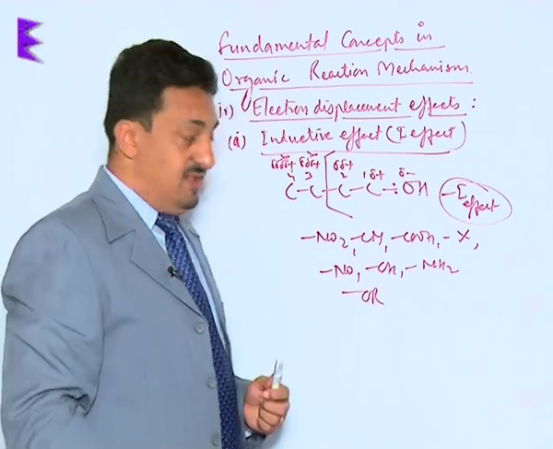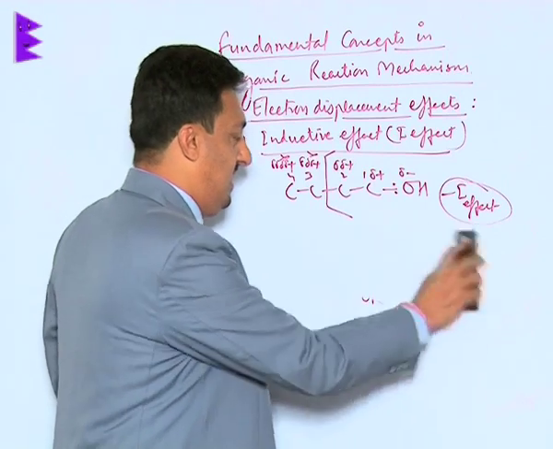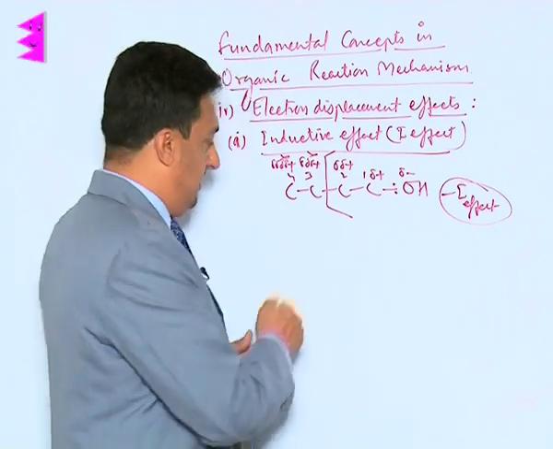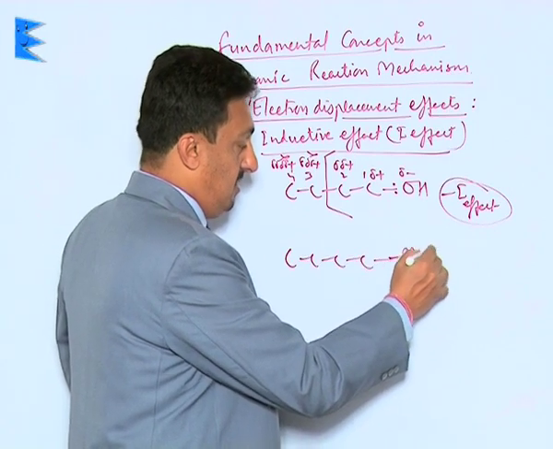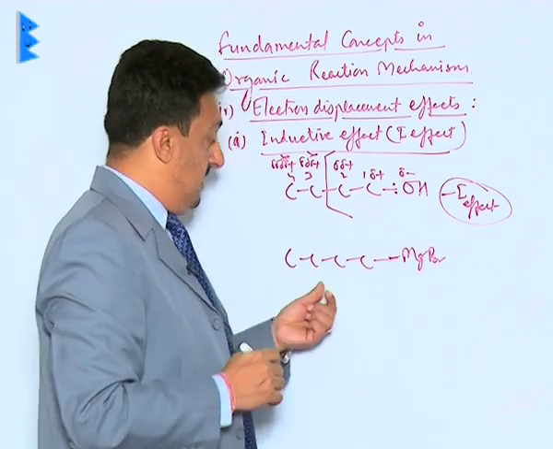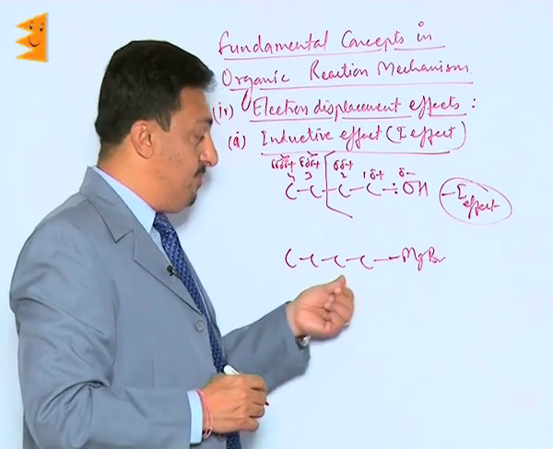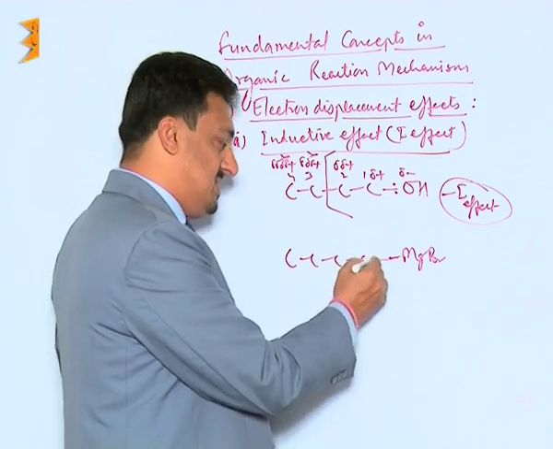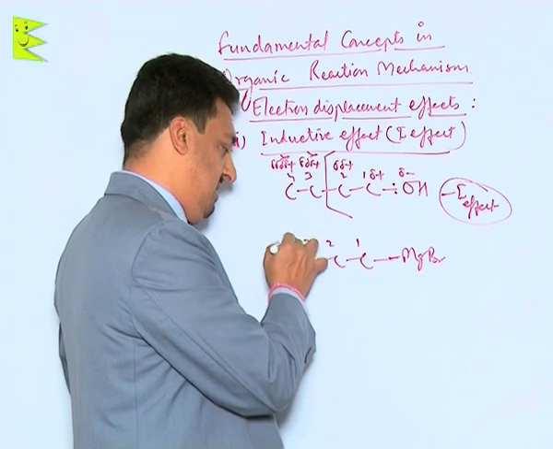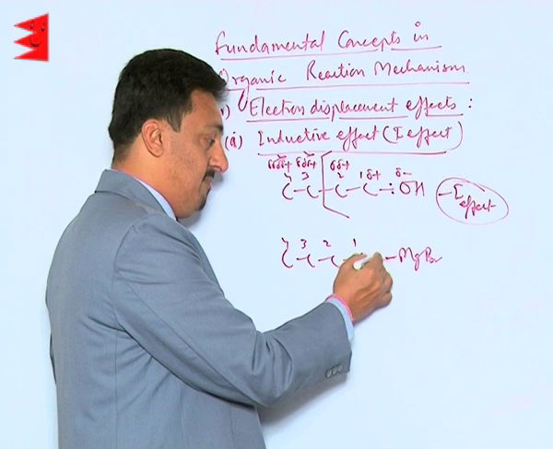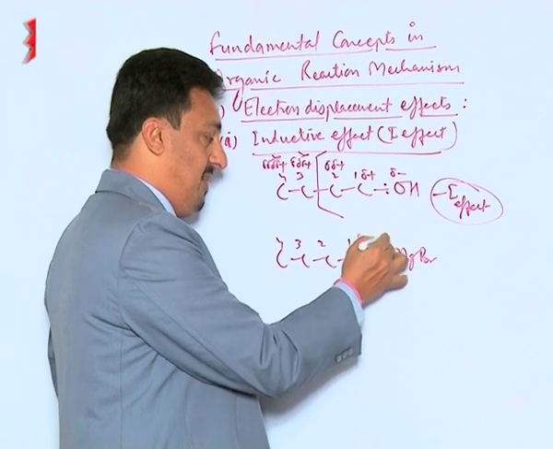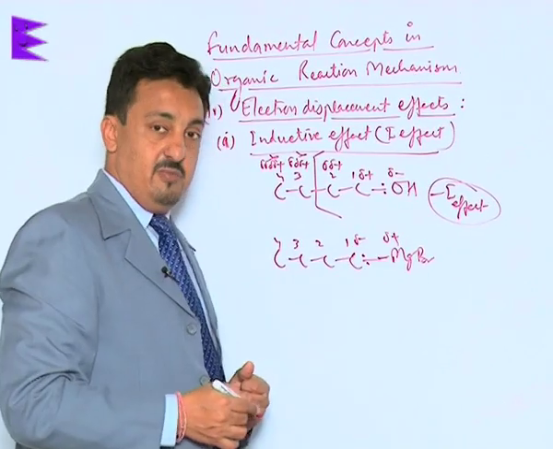Now this inductive effect can be exactly of opposite type also. Let me give you an example of this. Suppose we have the example of the Grignard reagent, which is n-butyl magnesium bromide. In this case, carbon number 1 of the chain is more electronegative than magnesium, so it itself acquires a partial negative charge. Magnesium is having a partial positive charge.